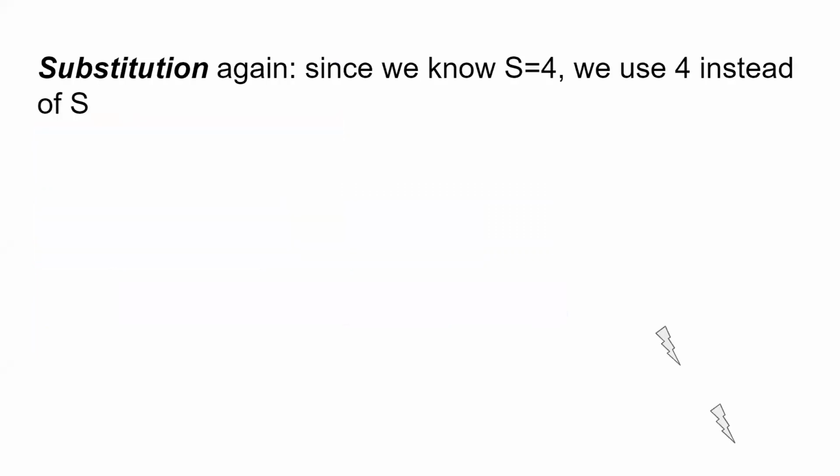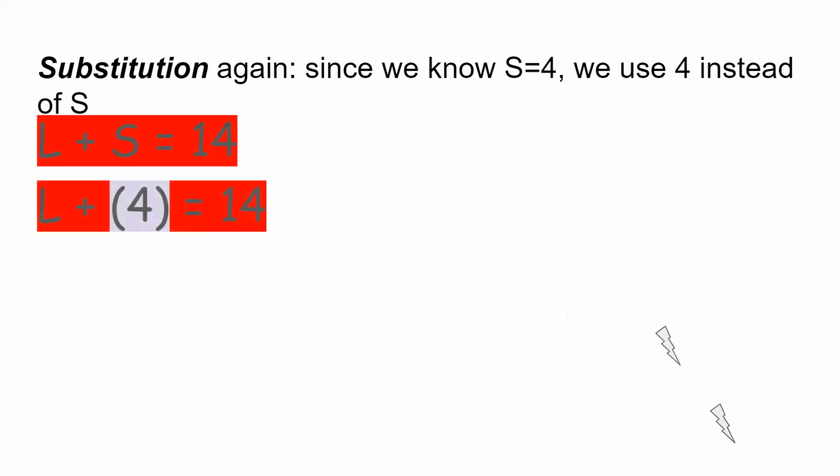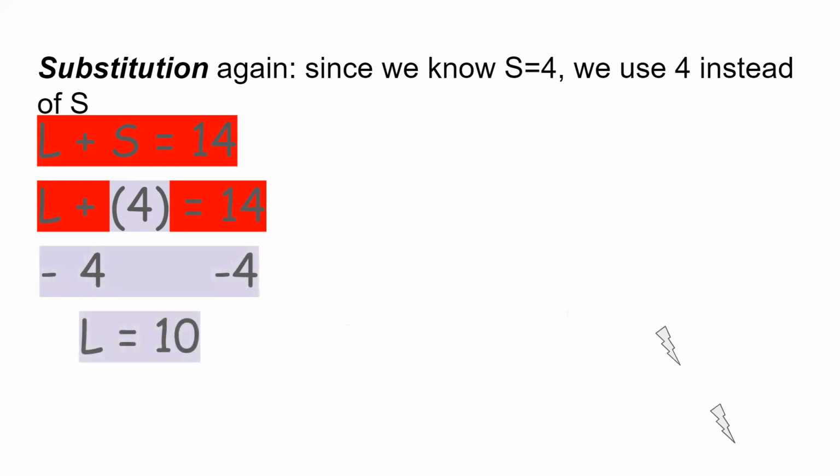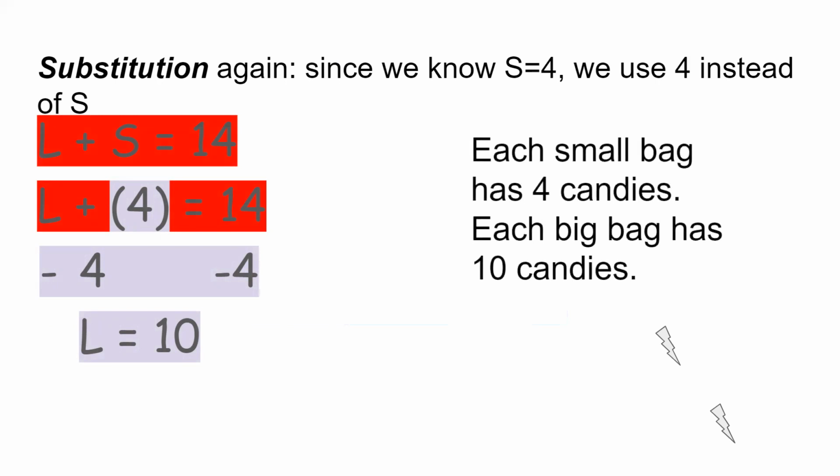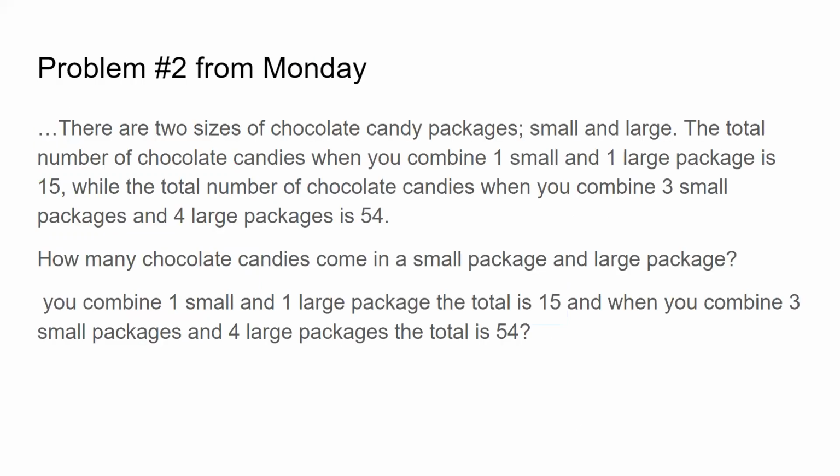Well, do substitution again. Go back to that equation, L plus S. Well, now I know S is 4, so I'm going to use 4 instead of S. So instead of L plus S equals 14, I have L plus 4 equals 14. Well, now I have a one-step equation. Subtract 4 from both sides. L is 10. Now, what does that mean? It means each small bag has 4 candies. Each big bag has 10 candies. Does that make sense? Well, 10 plus 4 is 14, which should be true. And 2 10s and 3 4s does equal 32. So that works. Let's do one more example.